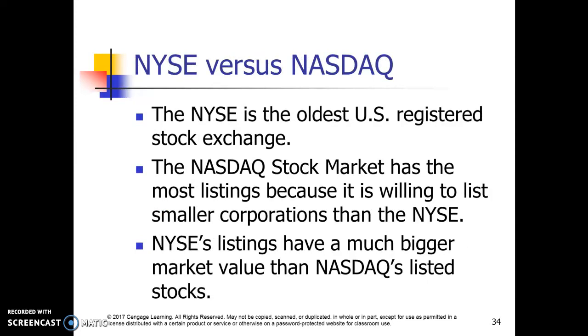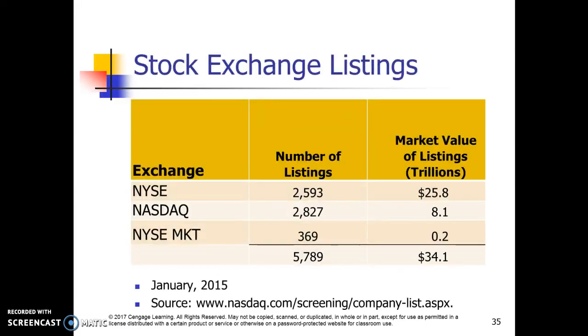So you've heard about the New York Stock Exchange. You've heard about NASDAQ. So let's compare the two. New York Stock Exchange is the oldest. NASDAQ is a little bit newer and has the most listings because it's willing to list smaller companies. So New York Stock Exchange has bigger, larger market value companies. The NASDAQ has smaller ones. A lot of times they have growth stocks as well. So you can see that here. How many listings, their market value, and you can see the big disparity between the two.